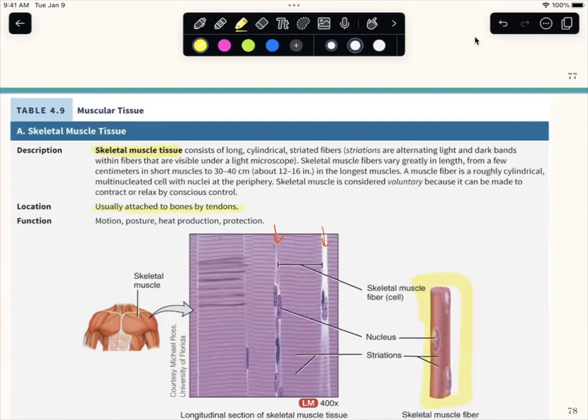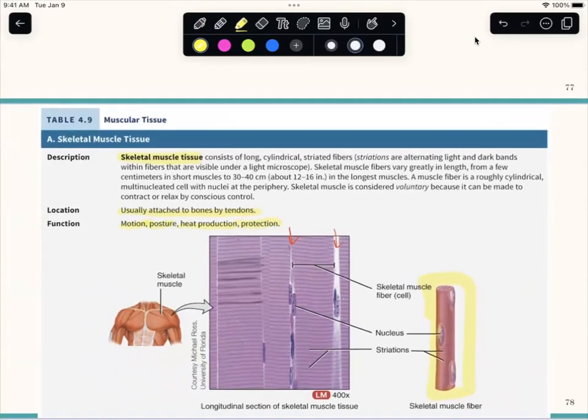They are usually attached to bones by tendons. They help you move. They maintain your posture. Whatever position you're sitting in right now, you've got muscles holding you in that posture. Heat production. Every time a muscle contracts, it generates heat as a byproduct. That is why when you're cold, you shiver. Shivering is generating heat to warm you up. Then protection. They're protecting your bones underneath. Skeletal muscle is voluntary, meaning you have control over what your muscles are doing. We'll go into more detail about it in the muscle chapter, but I'm just mentioning it now so when you hear it again, it kind of helps to ring a bell.